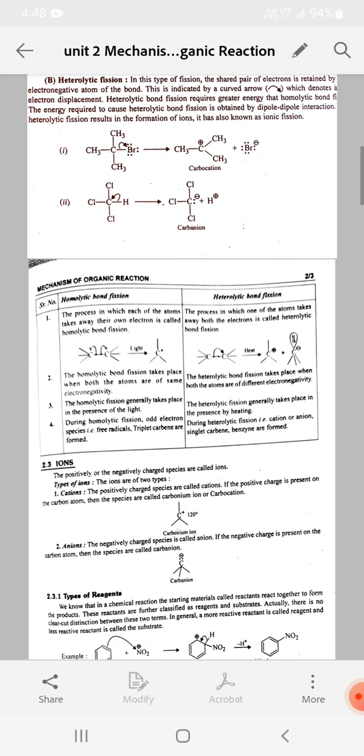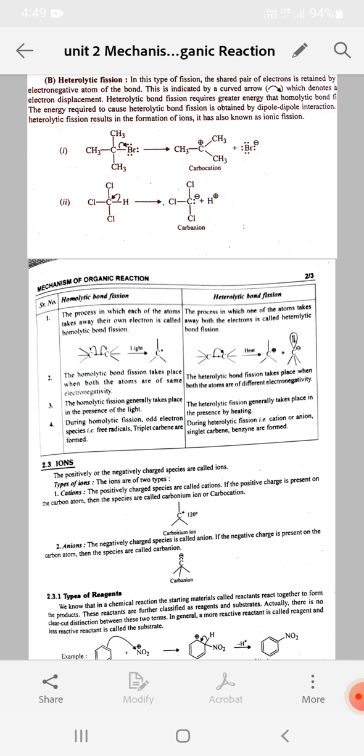Let's talk about the difference between homolytic bond fission and heterolytic bond fission. First, the process in which each atom takes away its own electron is called homolytic fission, and the process in which one of the atoms takes away both electrons is called heterolytic bond fission. Second, homolytic bond fission takes place when both atoms have the same electronegativity, but heterolytic bond fission takes place when the two atoms have different electronegativity. Third, homolytic fission generally takes place in the presence of light, and heterolytic fission generally takes place in the presence of heating.